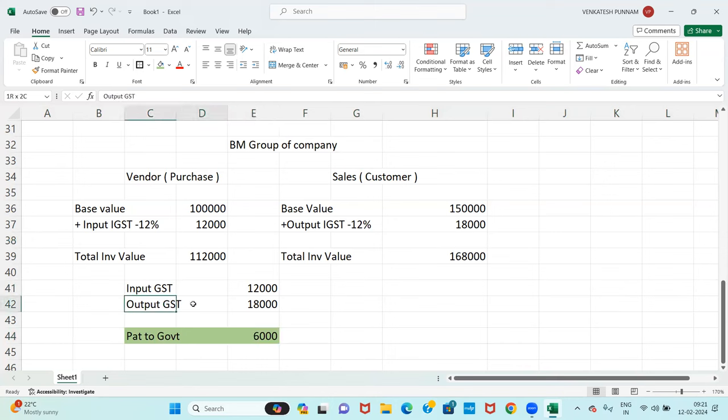Sometimes there is only input GST and no output GST. What can I do? We can carry it forward to the next month. Only input GST: I paid the vendor, I did not collect any amount from the customer. Only purchases happened, no sales this month. So this tax we can carry forward to next month. Maybe whenever you make sales, at that time you can reduce it, and the remaining amount we need to pay the government.